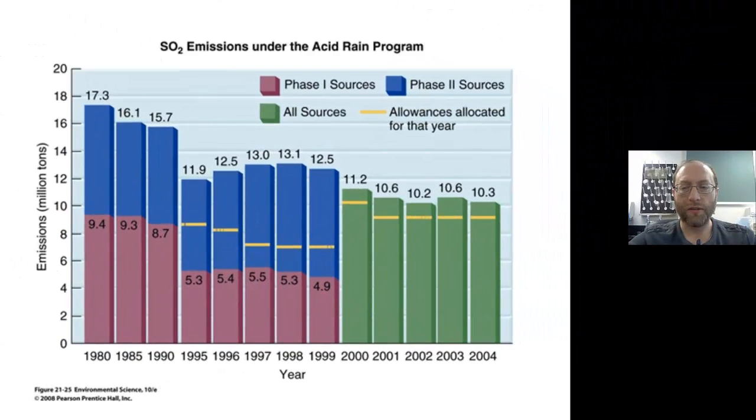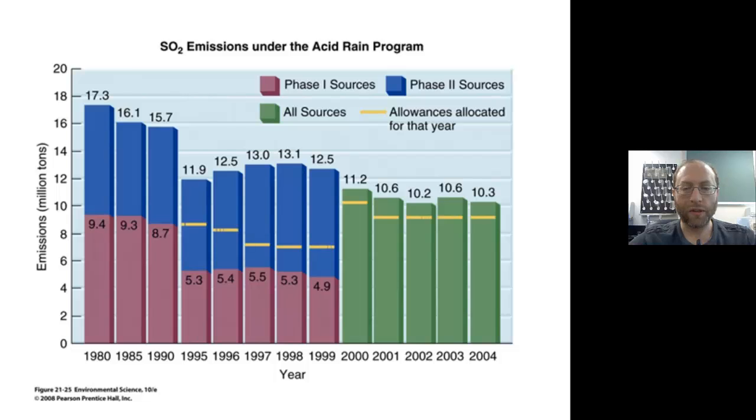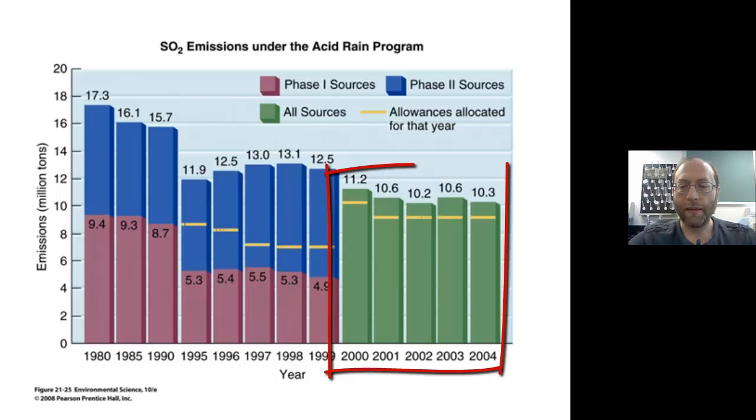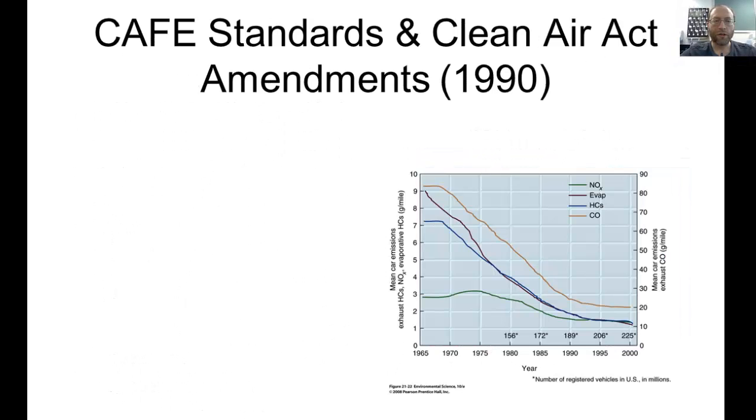Now, they had two phases for this. Phase one was prior to the year 2000, and for that they were focusing on the worst polluting utilities. If you look at the graph here, you see how the amount they were emitting went down quite a bit from 1980 to 1999. Then post-2000 is phase two, and now all sources are being targeted by Title IV. So phase one addresses the worst polluters, and phase two addresses all polluters. You can see how the amount of pollution emitted has gone down quite a bit between 1980 and 2004.